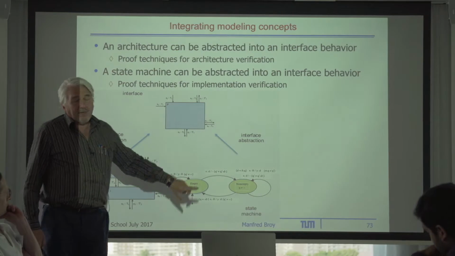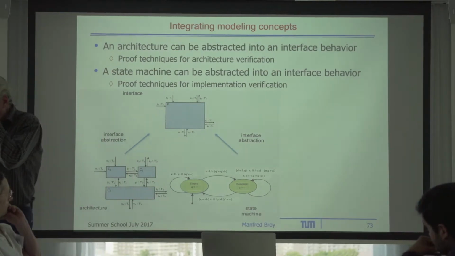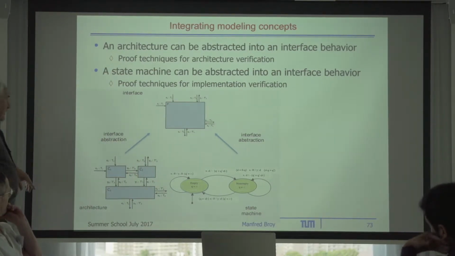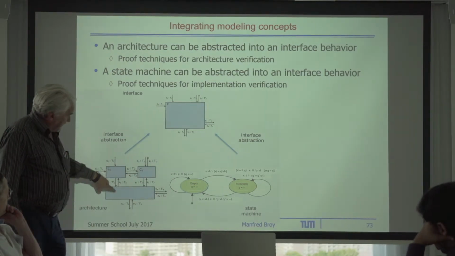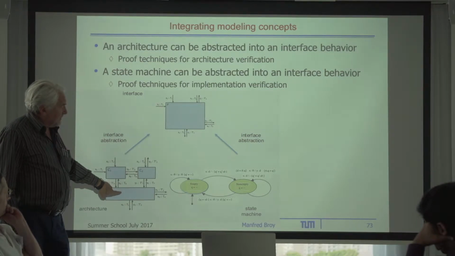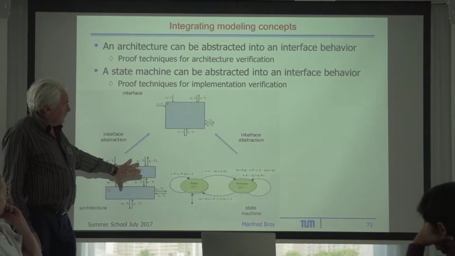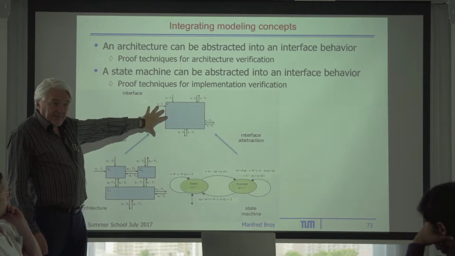And I remember I had this formula which I repeated at the beginning of this lecture, that if I do the composition of subsystems which are described by state machines, I get a big state machine from which I can do an abstraction, and I get an interface behavior again.